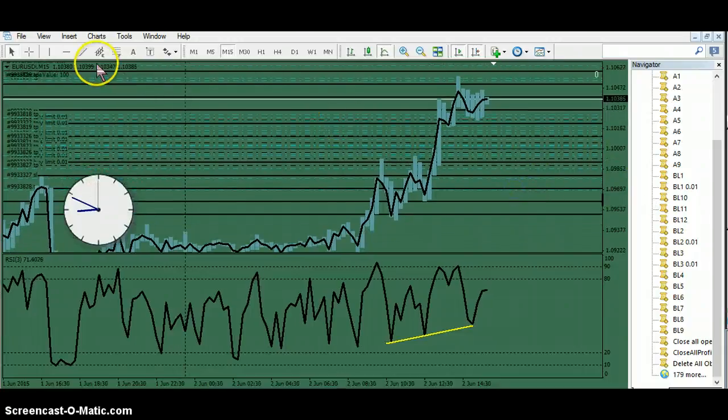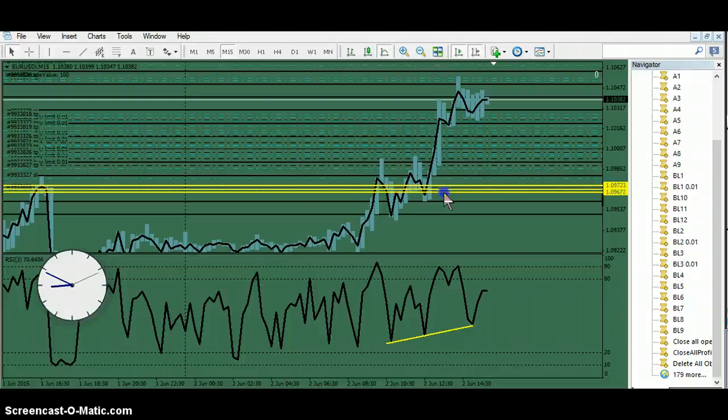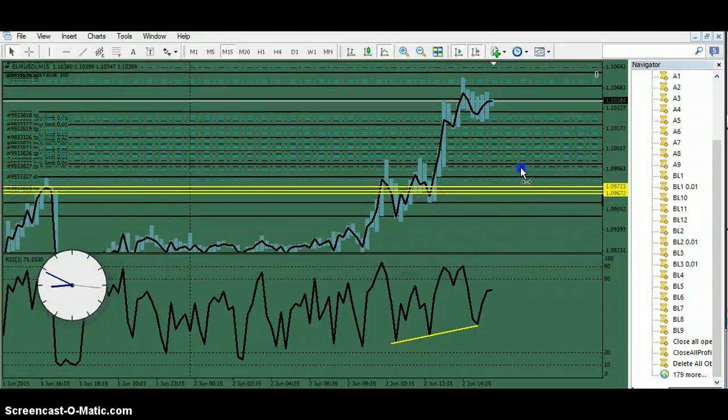Another great entry point is to get in on the retest of this breakout of this triangle here. And look how this coincides with this. This is a pretty narrow pip window, but look at this. Top becomes a bottom internally, and you see that a lot on a triangle.